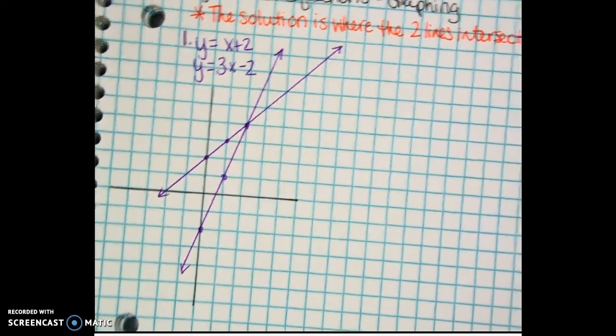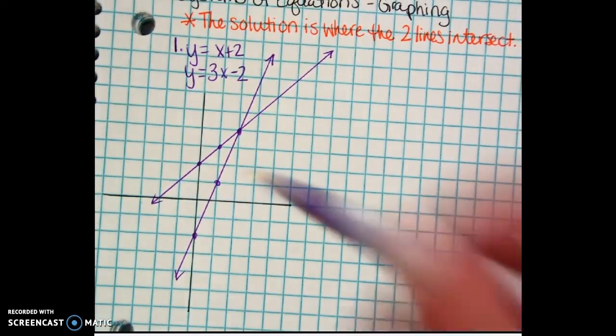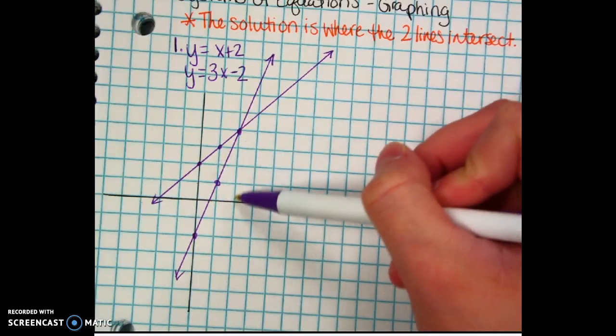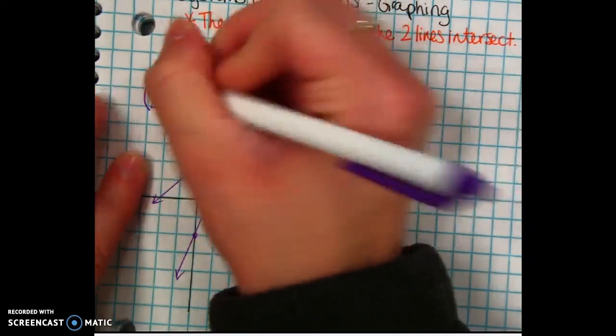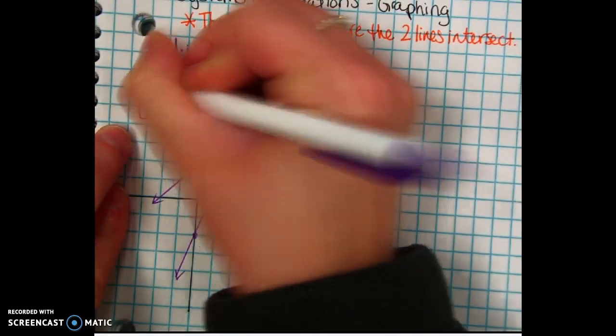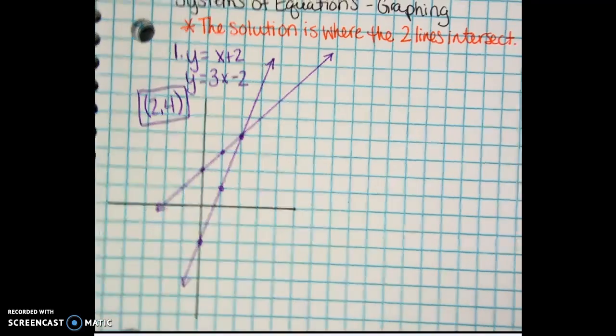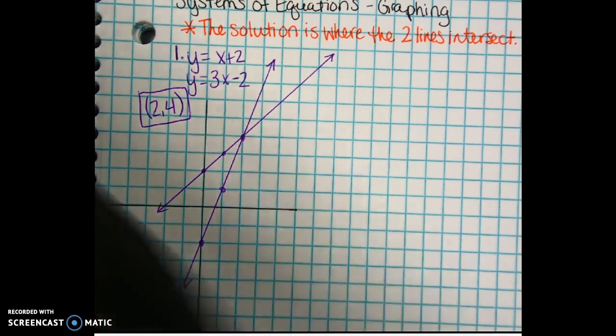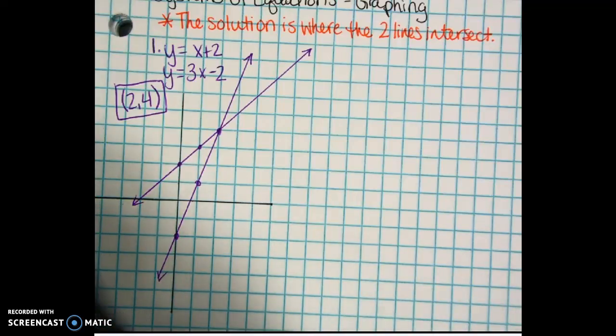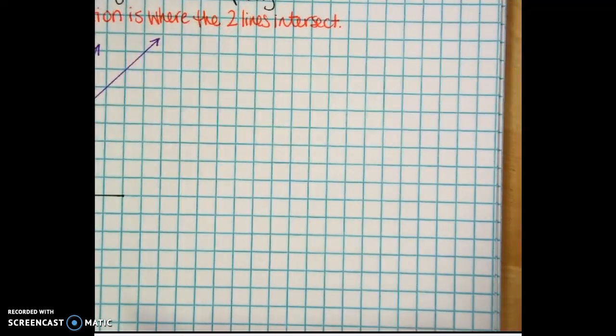Okay, so there's what it looks like. Where they intersect is the answer. So this is 2, 4. So somewhere you need to write 2, 4, and circle it or box it, put some sort of shape around it. So that's what you have to do for graphing. Okay, I'm going to do 2 more examples with you, and then you will do 3 on your own. So let's do number 2 over here.